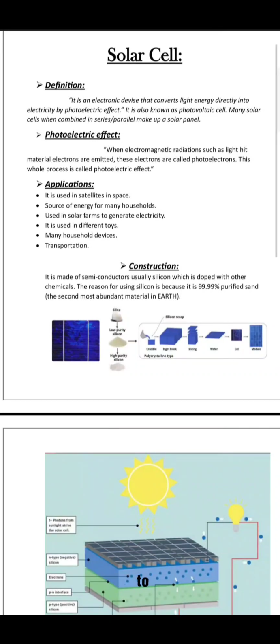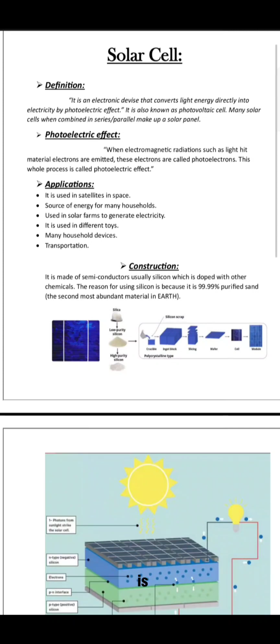So in this video I'm going to discuss solar cells. First of all, we come to its definition. It is an electrical device that converts light energy directly into electricity by photoelectric effect. It is also known as photovoltaic cell. Many solar cells, when combined in series or parallel, make up a solar panel. So in simple words, it is a simple device that converts the light energy from the sun directly into electricity.